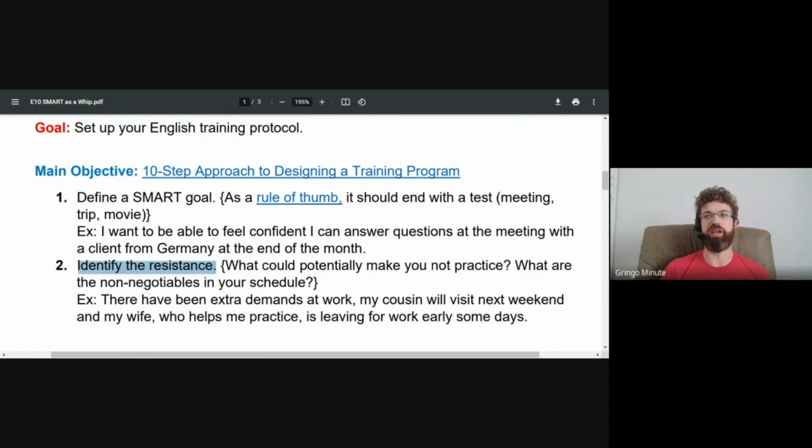Now, identify the resistance. Why won't you be able to study? What could make you not practice? What could go wrong? Maybe you're going to have extra work before this meeting. And here, your cousin will be visiting, your study buddy, in this case, the imaginary person's wife. They won't be able to help. So what can go wrong? Start with the problem. What can go wrong? Because once you identify it, you can find a way around.